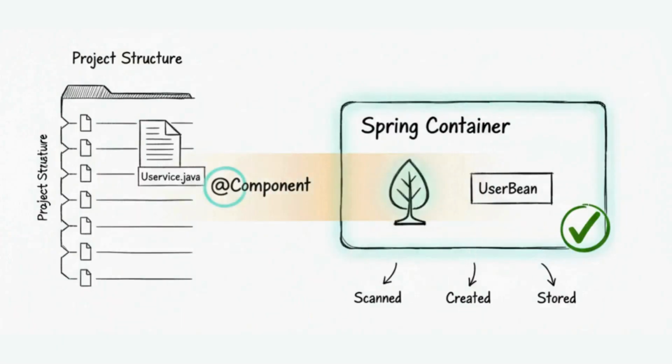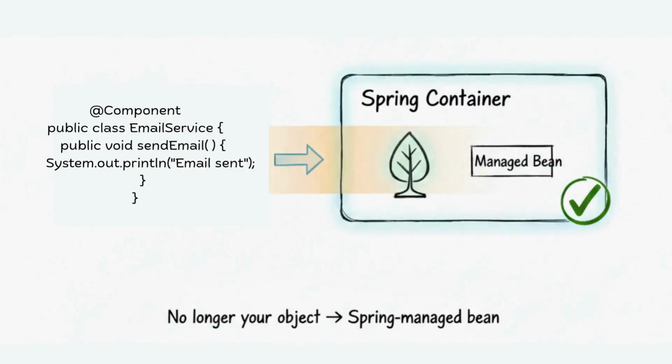The @Component is the entry point into the Spring container. When Spring scans your project and finds this annotation, it creates an instance of that class and keeps it ready for use. For example, we have created an EmailService class and marked it with @Component. At this moment, EmailService is no longer your object. It is a managed bean.